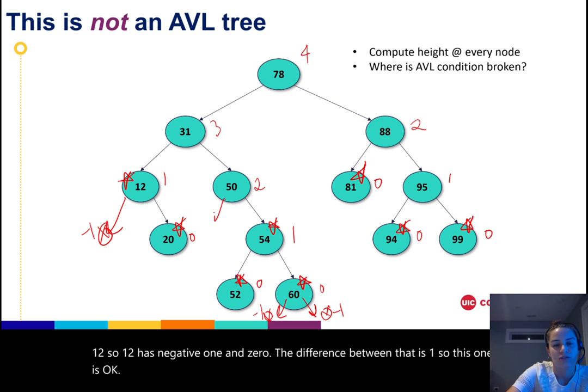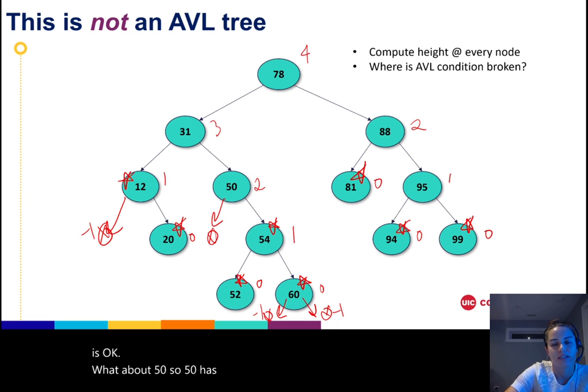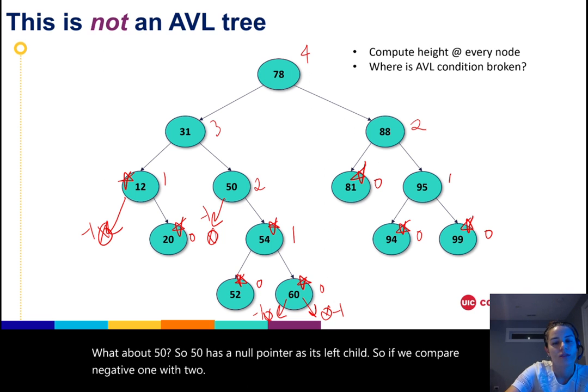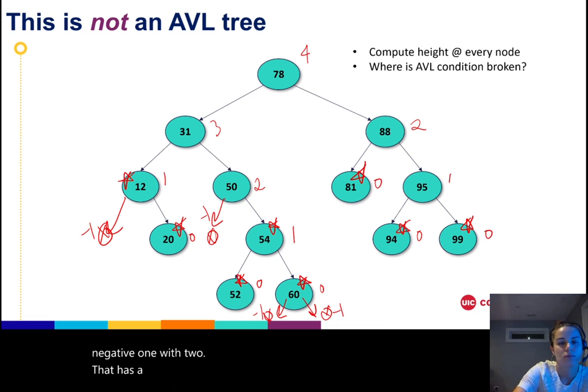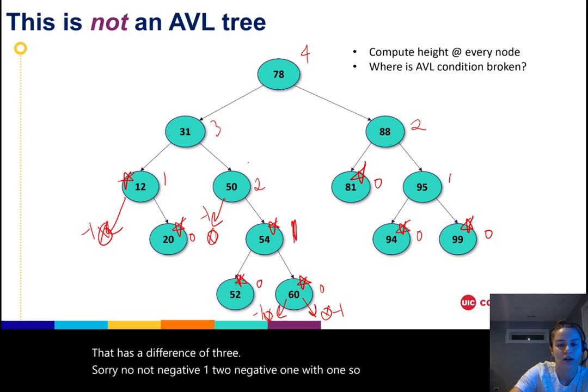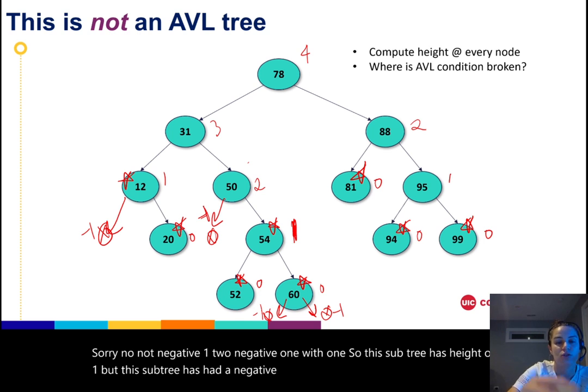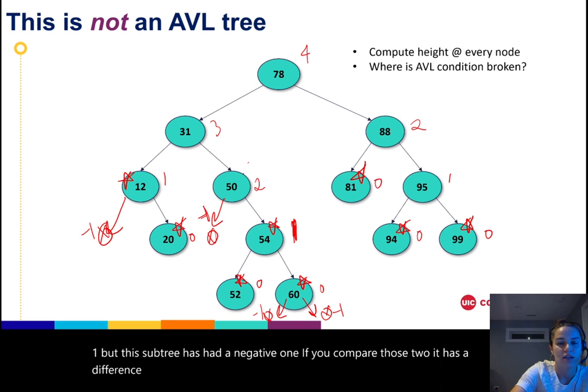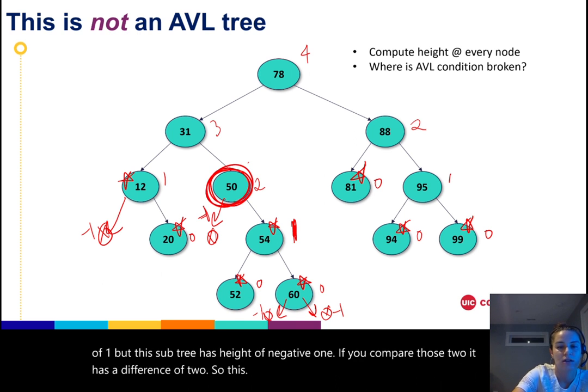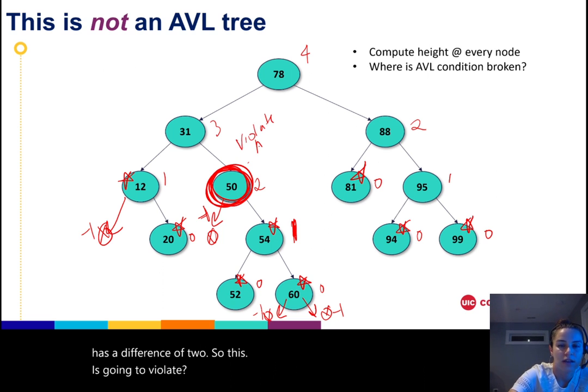What about 50? 50 has a null pointer as its left child. So if we compare -1 with 2, that has a difference of 3. Oh, sorry, not -1 with 2, -1 with 1. This subtree has a height of 1, but this subtree has a height of -1. If you compare those two, it has a difference of 2. So this is going to violate the AVL condition.